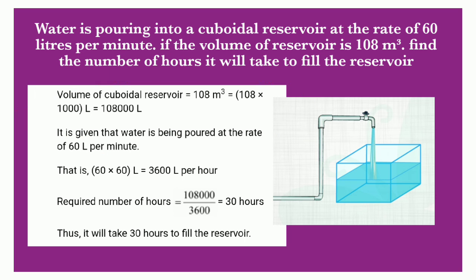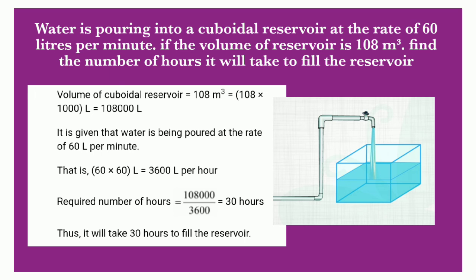You will get 1,80,000 liter. Then the question is given that water is being poured at the rate of 60 liter per minute. Per minute 60 liter water poured into that cuboid. So we have to convert this minute to hour. So multiply 60. So 60 into 60, that's equal to 3600 liter per hour. That is, minute is converted into hour. So multiply 60 to that number, you will get the hour rate.